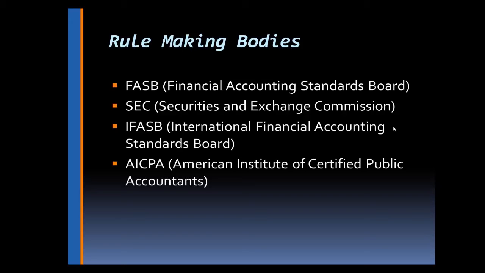The last rulemaking body is the American Institute of Certified Public Accountants. Prior to 1973, they were the body that issued most of the accounting rules and regulations relative to accounting and auditing of financial statements. Most of their duties have now been taken over by FASB, but they still occasionally are involved in the rulemaking situation and do feed information, concepts, and input to the FASB board.